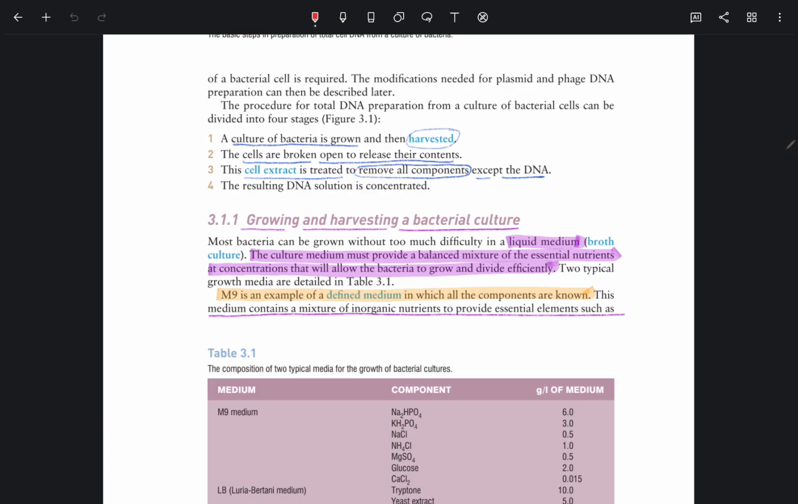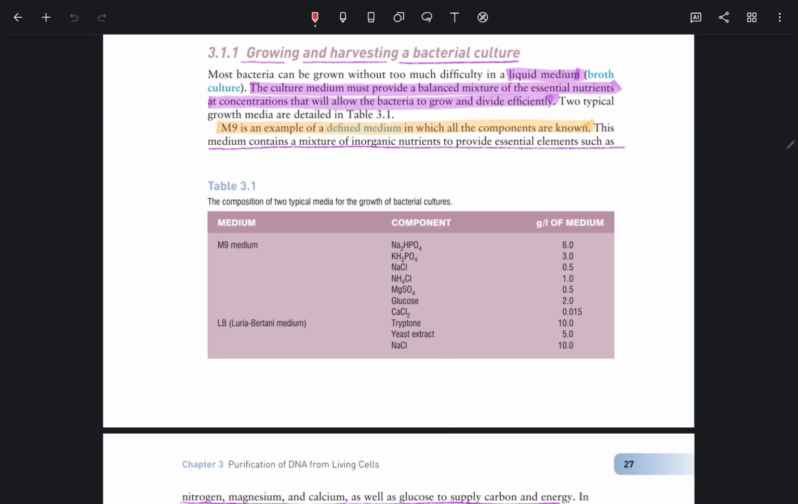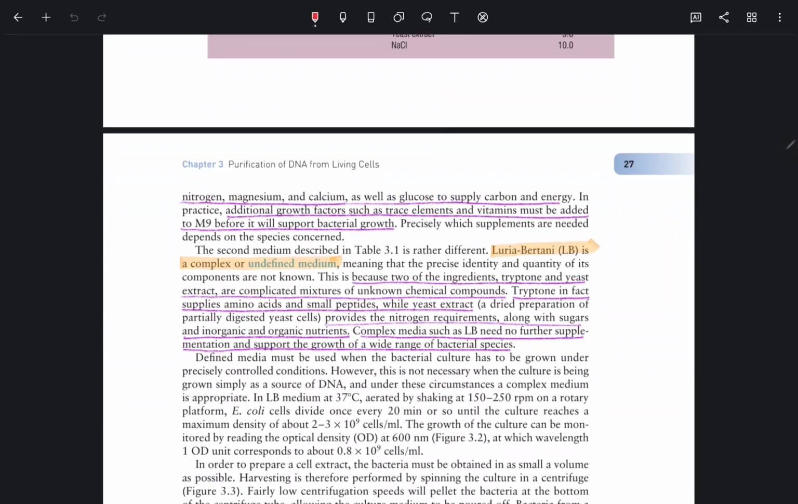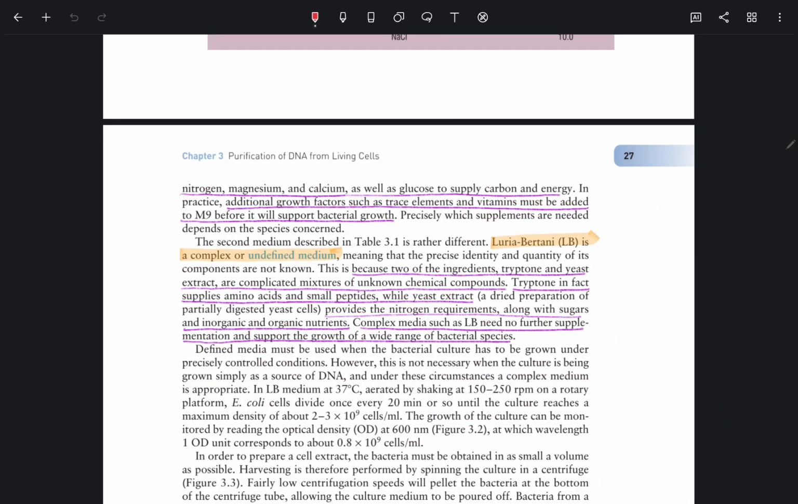This medium contains a mixture of inorganic nutrients to provide essential elements such as nitrogen, magnesium, and calcium, as well as glucose to supply carbon and energy. In practice, additional growth factors such as trace elements and vitamins must be added to M9 before it will support bacterial growth.